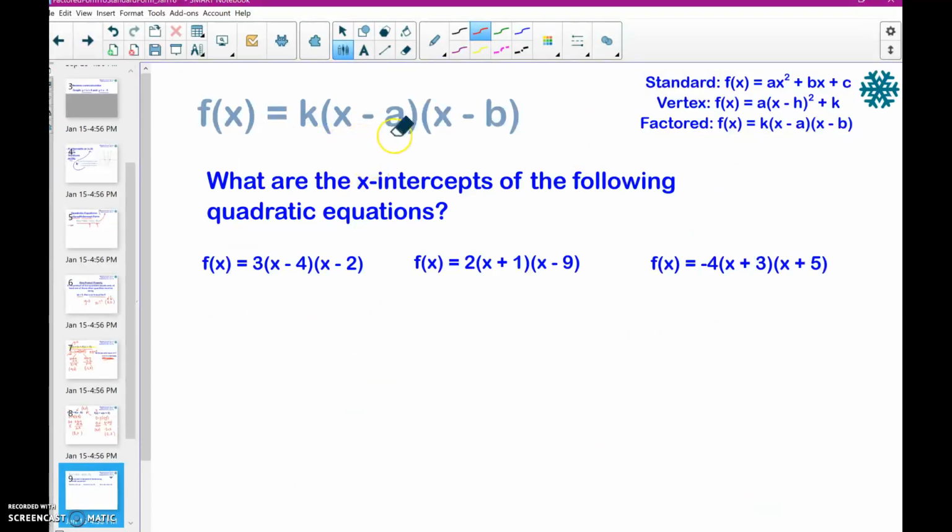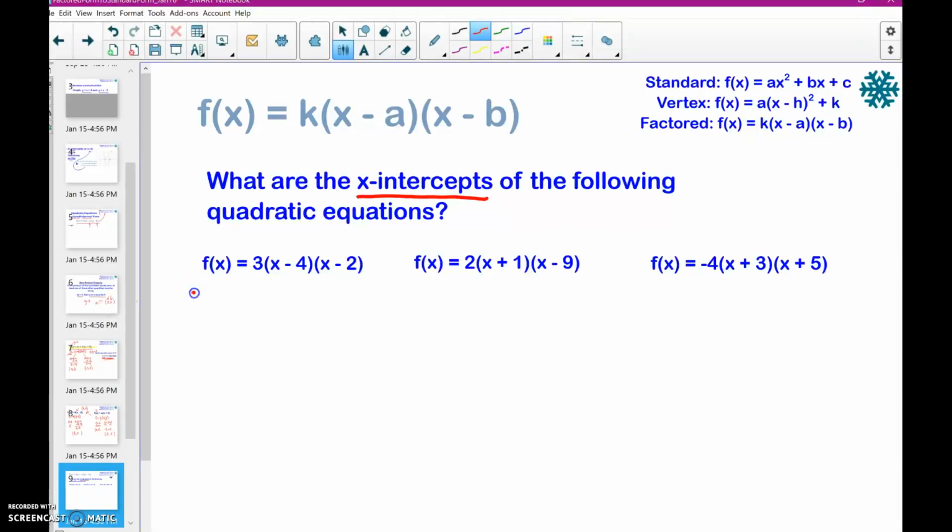What I want you to do is pause the video and try figuring out these 3 equations. Try and find the solution to these. And remember, when I say solutions, we're talking about x-intercepts. What are the x-intercepts of the following equations? Remember, use the zero product property to set the function equal to 0 and then figure out your x-intercepts from there. Go ahead and pause the video and try it. And when you're done with the 3, come on back and see if you're right.